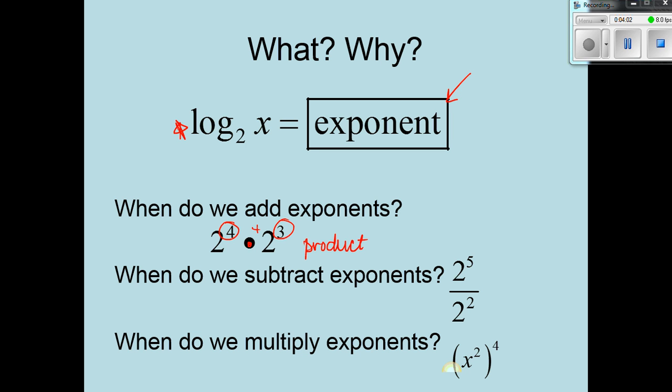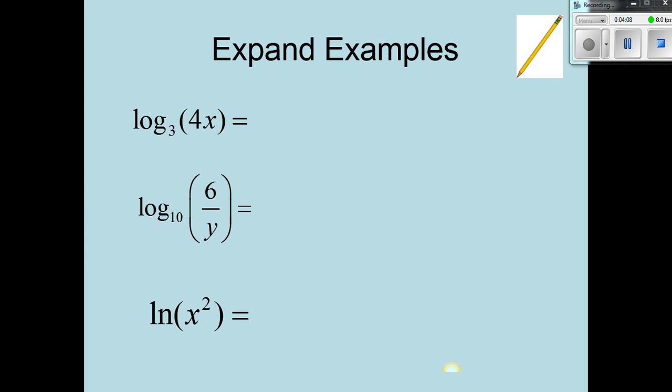All right, so now that we kind of understand where those properties came from, let's see if we can use them to expand a few examples. If I have log base 3 of a product 4 times x, I can expand that into log base 3 of 4 plus log base 3 of x, because a product becomes an addition when we expand.